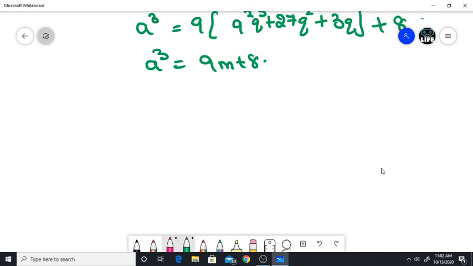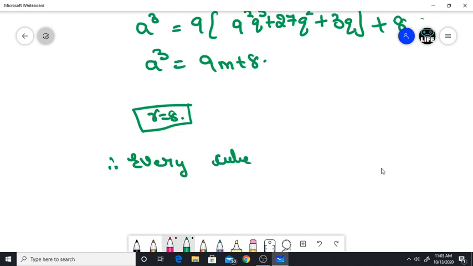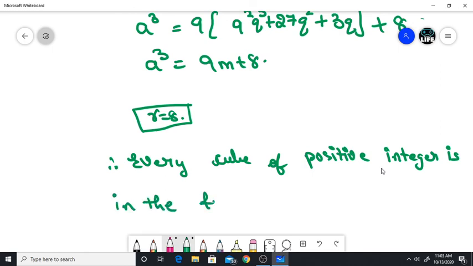You have to do this up to r equals 8. So you do up to r equals 8. Then you get that every cube of a positive integer is in the form 9m, 9m plus 1, or 9m plus 8.